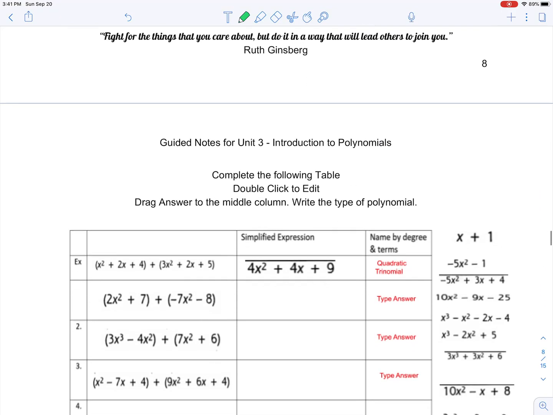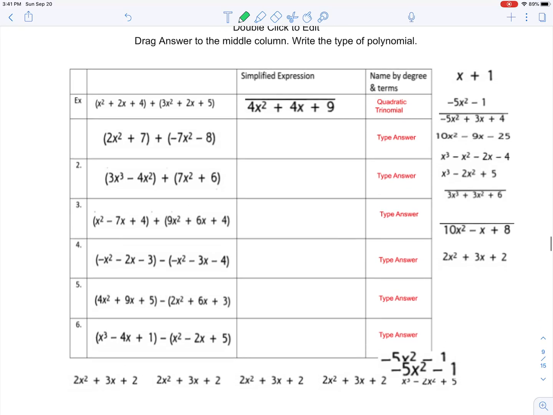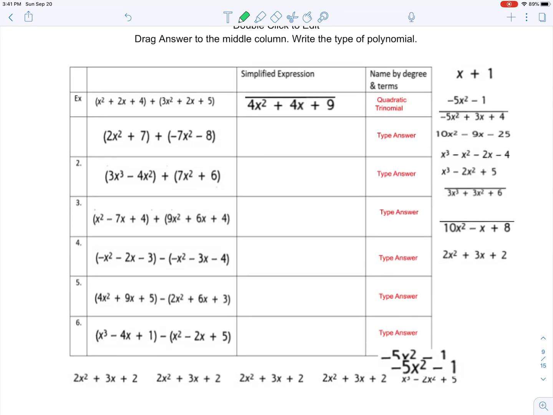All right, that's it. For this activity, again, you're going to double click. Just ignore all the stuff at the bottom. You're going to double click on here and you're going to move the expressions, match the expressions to the problems, and then you're going to tell me what type of polynomial it is by its degree and its terms. So like the one that I did was a quadratic trinomial. All right.